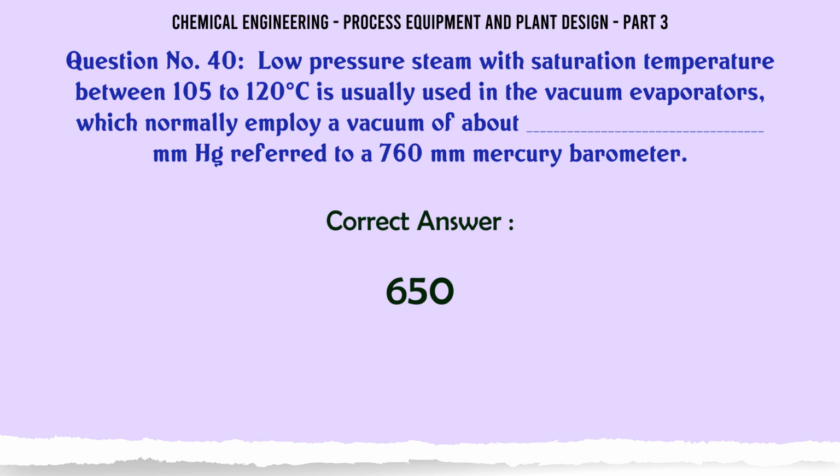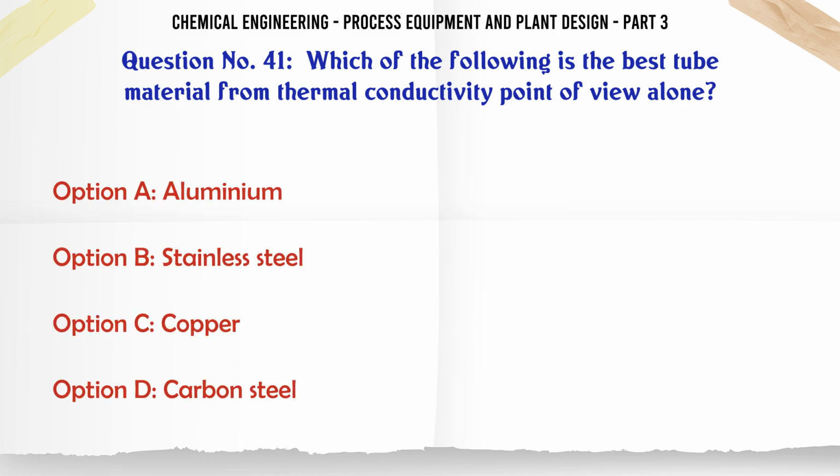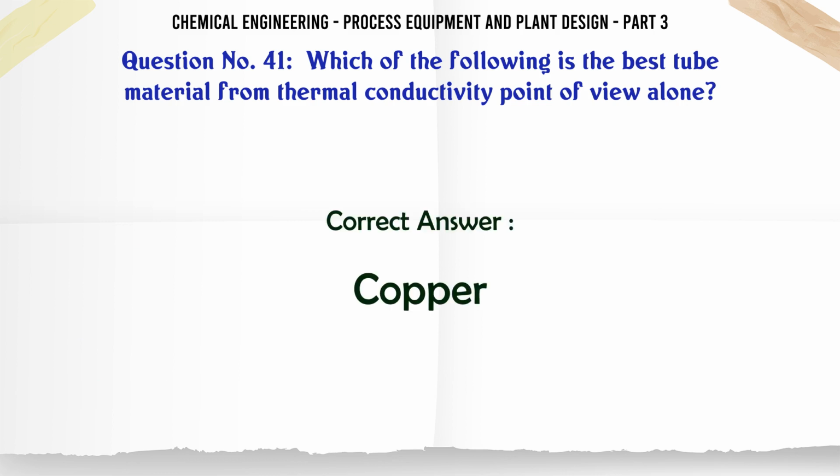650. Which of the following is the best tube material from thermal conductivity point of view alone? A. aluminium. B. stainless steel. C. copper. D. carbon steel. The correct answer is copper.